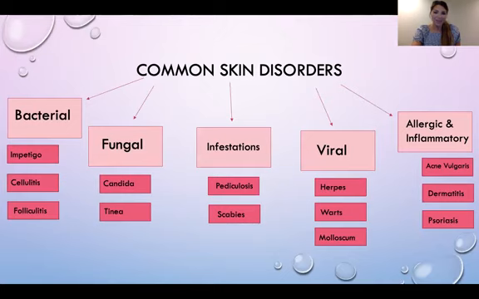All right. So this is kind of how I've broken it down. I know this seems kind of busy, but this is just a way to break things down and give you a picture of what we're going to talk about tonight. So looking at the 5 different branches of common skin disorders, we have the bacterial, fungal, infestations, viral, and then allergic and inflammatory. So that's the 5 core areas we're going to touch on tonight, and then you can see underneath there the things that we're going to hit on.